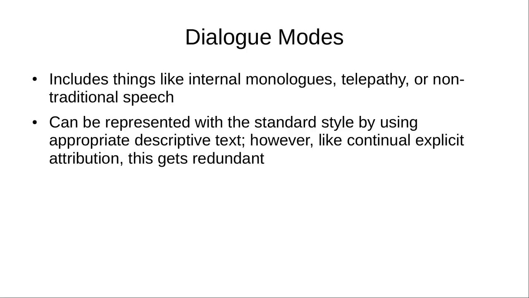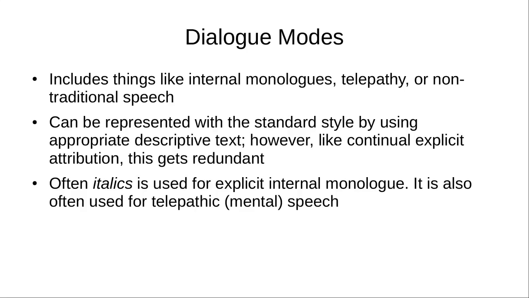But it can be avoided by using other mechanisms. For internal monologues with explicit thoughts, like mental speech, either to oneself or telepathically, italics is often used. And it's used in the same mechanism as quotation marks, except there's no actual marks. Incidentally, italicized text inside italicized text shows as non-italicized. Basically, it's a binary switch. It's on or off, and basically that's how it works.